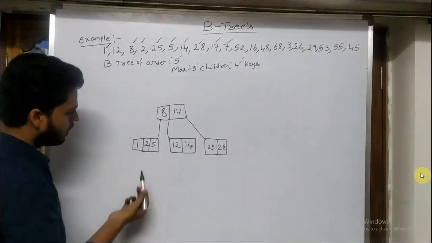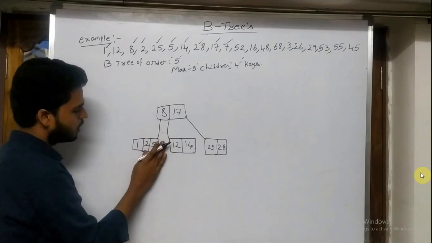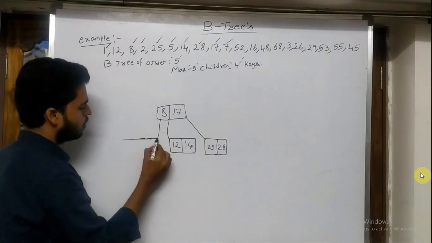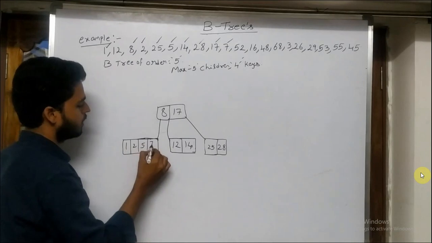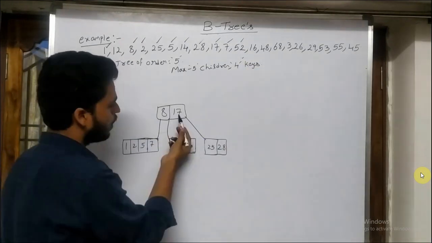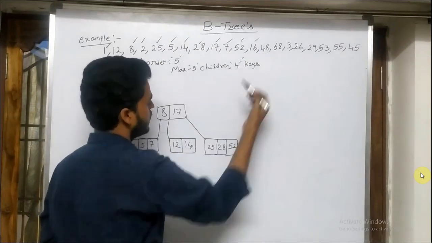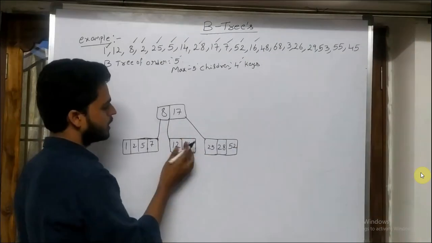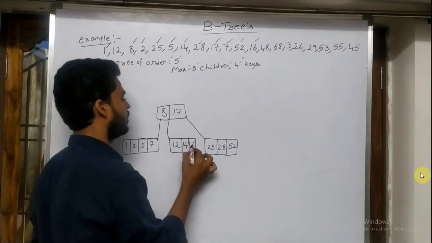If I want to insert 7 at the leaf node, I will need to come back, right? 7 is less than 8. So I will get 1, 2, 5, 7. Just check while writing. Next 52. 52 is obviously greater than 7, so I will insert 52 here. Next 16. 16 will be between 8 and 17. So 12, 14 and 16.